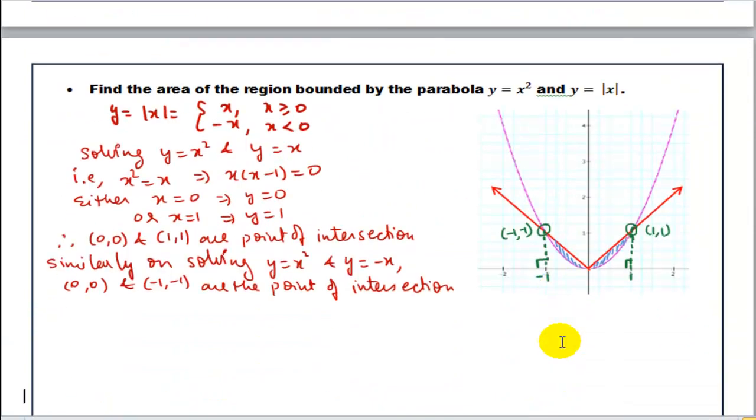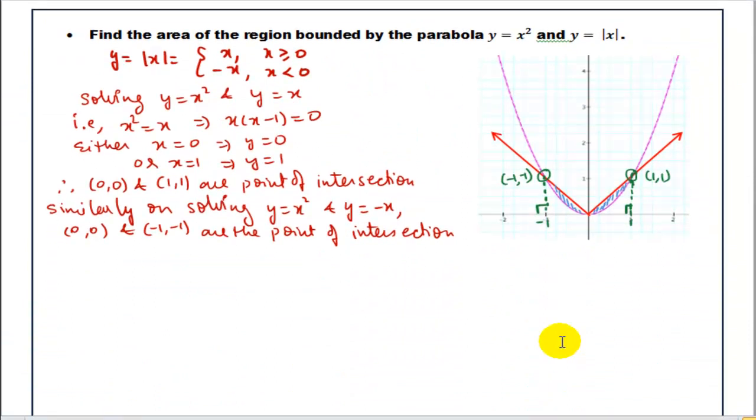Now taking the next one, it is finding the area of the region which is bounded by a parabola and y is equal to modulus of x. You can see y is equal to mod of x can be written as x if x is greater than or equal to 0. It will be minus x if x is less than 0. So we have got this curve y is equal to x square, or x square is equal to y. It will be symmetric about positive y axis. And when we plot for y is equal to mod of x, we get this V-like shape.